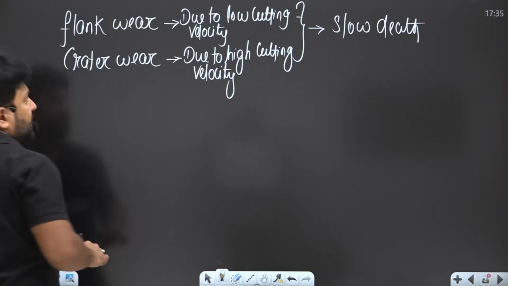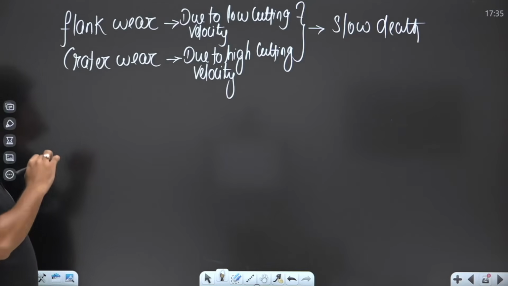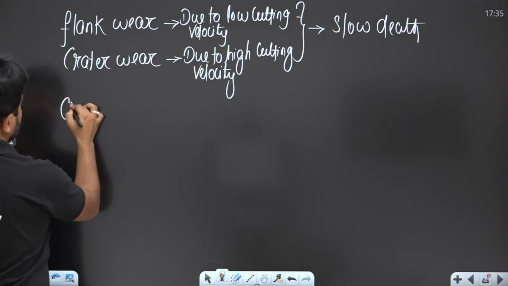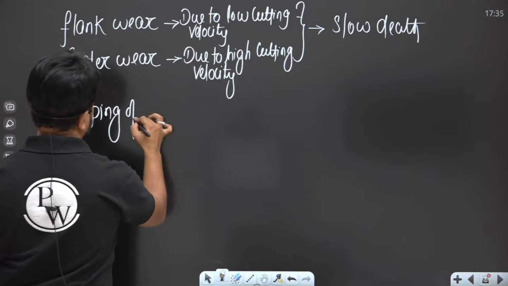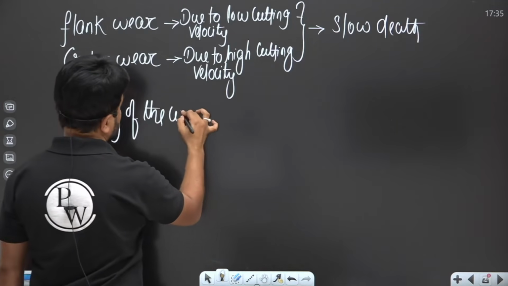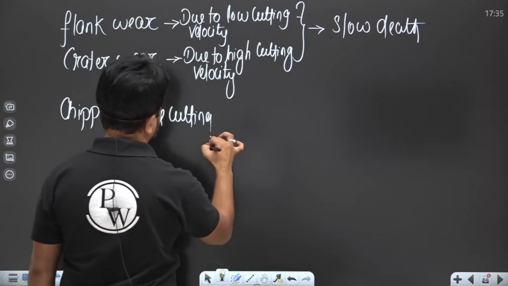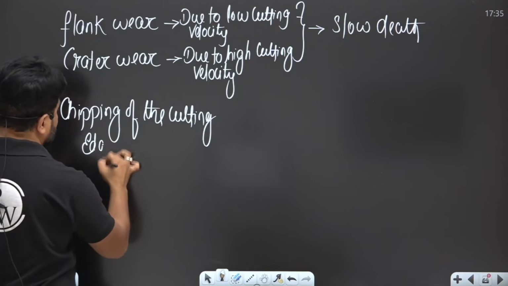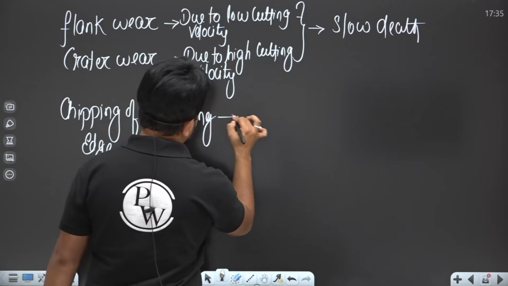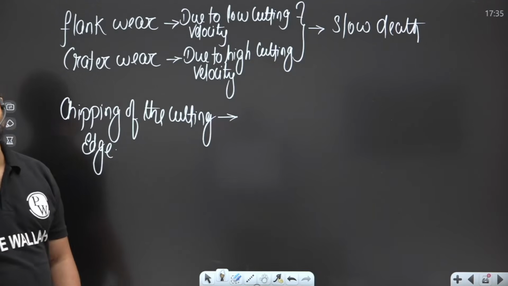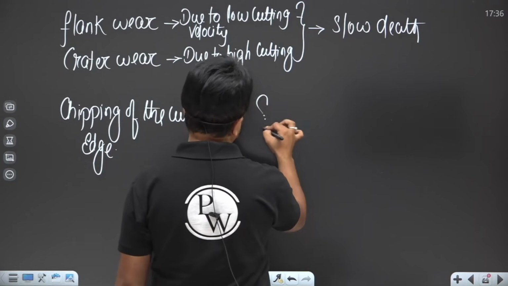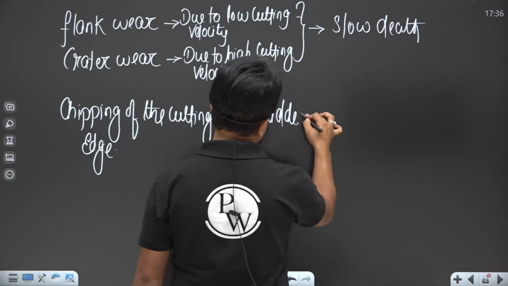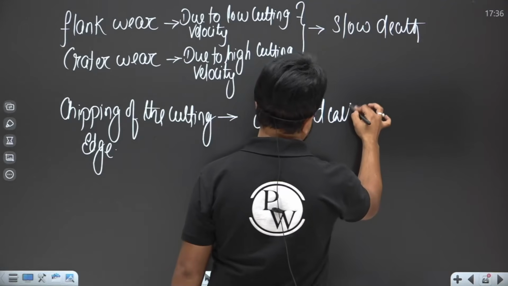Okay, now the third type of wear, that is chipping of the cutting edge. My dear, we are not able to find the exact reason of the wear. That's why it comes in the sudden death category.